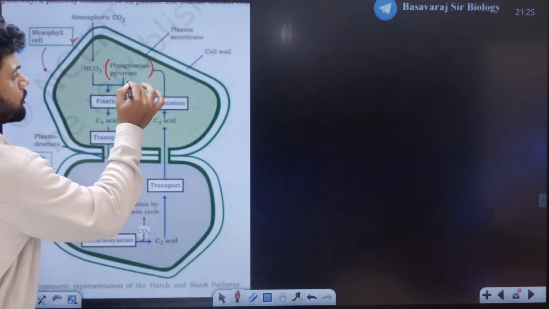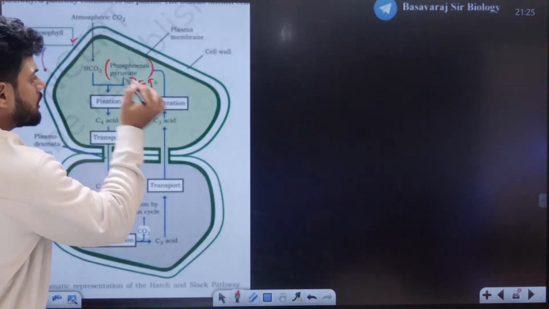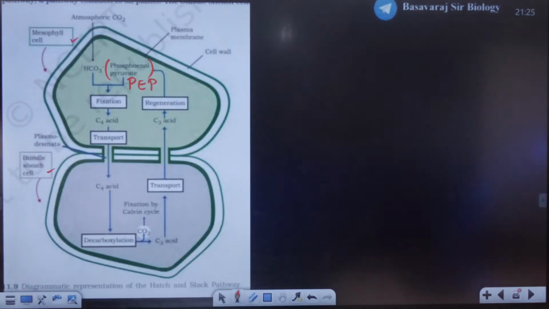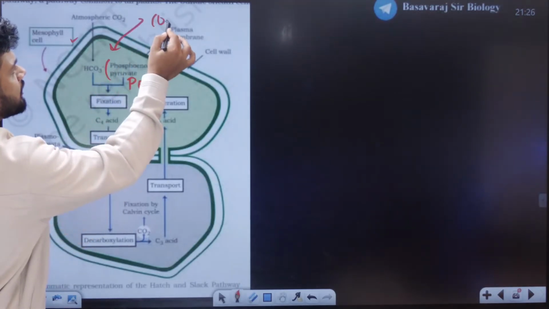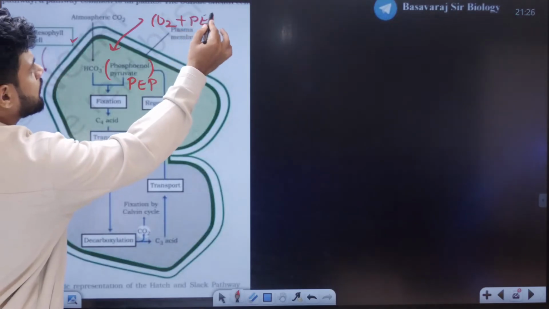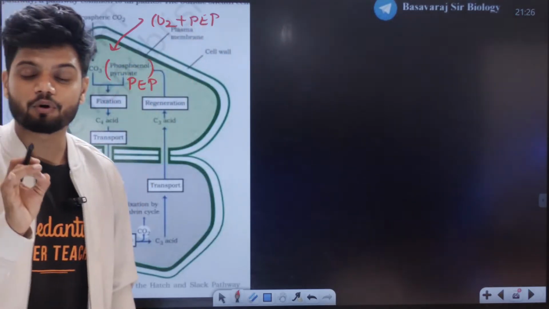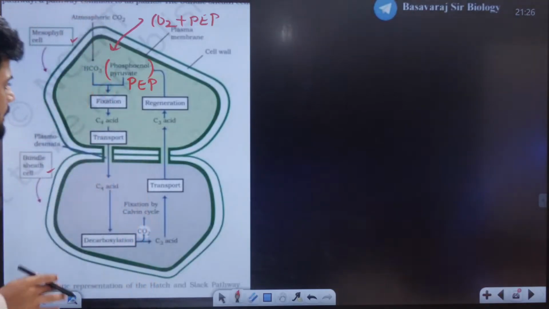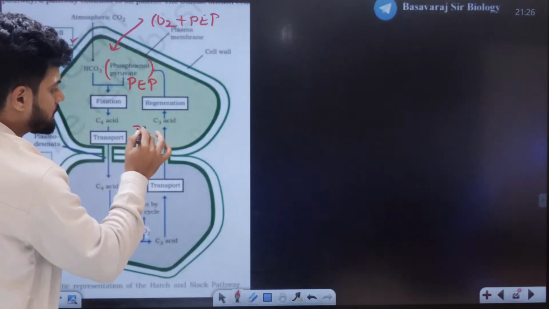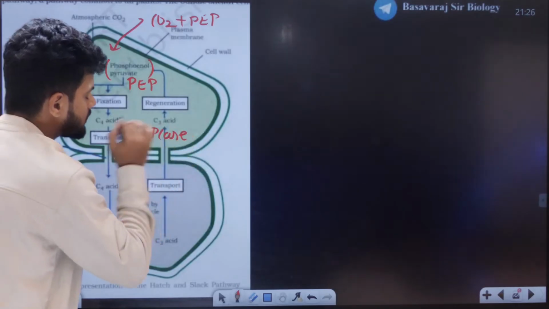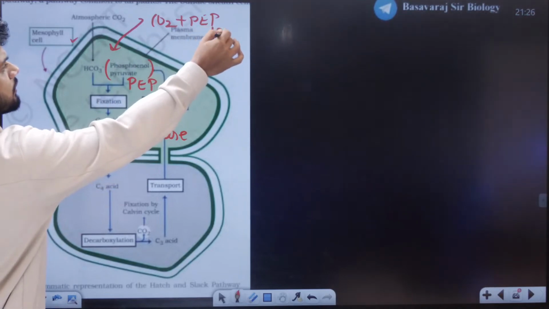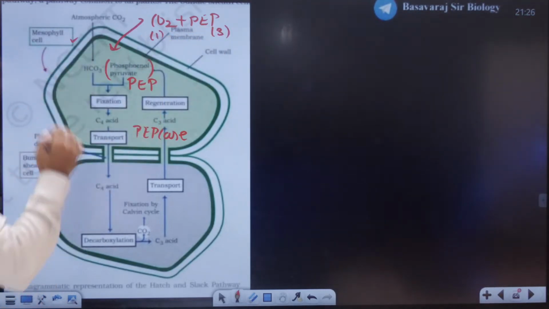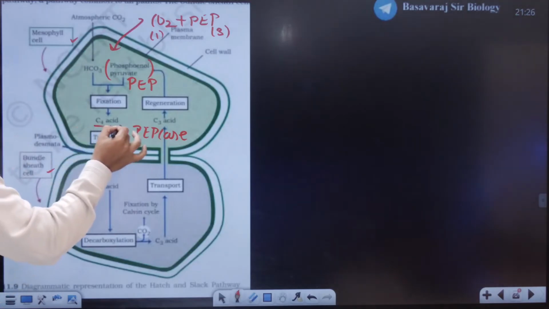phosphoenol pyruvate, also called as PEP, is the primary CO2 acceptor. So CO2 is entering, it is forming a bond with PEP. And the enzyme involved is pepcase enzyme, called as PEP carboxylase enzyme. Now PEP plus CO2, 3 carbon plus 1 carbon, ends up giving a 4 carbon compound that is called as C4 acid.